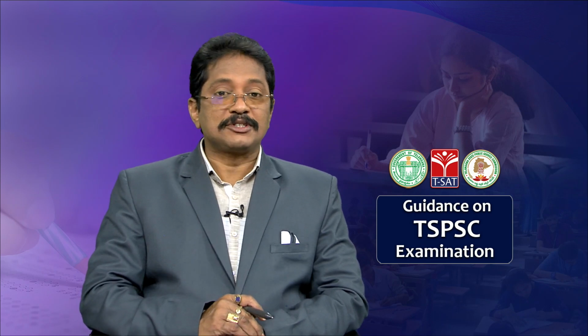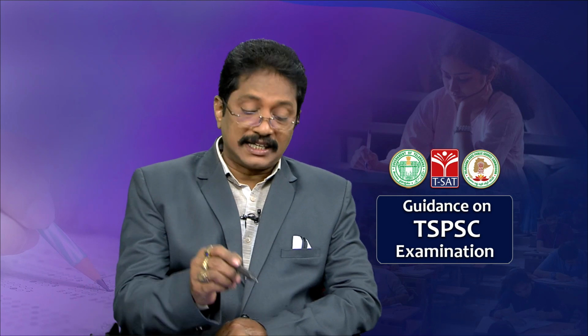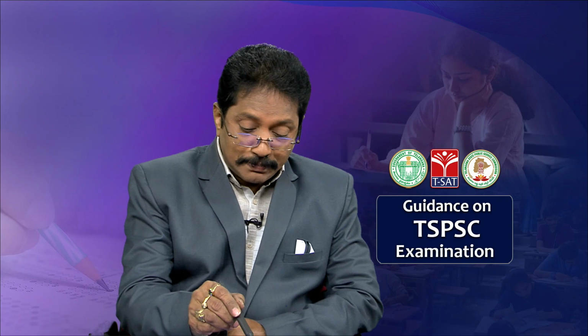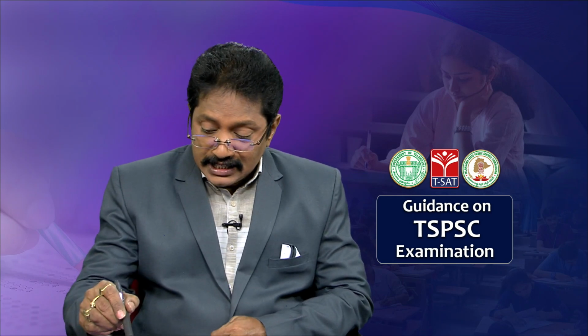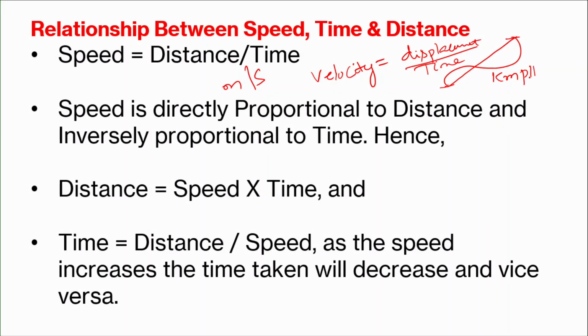The unit of speed: if you measure distance in meters and time in seconds, meter per second is the unit for speed. If you measure distance in kilometers and time in hours, then we call it kilometer per hour, kmph. So, generally we use meter per second or kilometer per hour as units for speed. Speed is directly proportional to distance and inversely proportional to time.